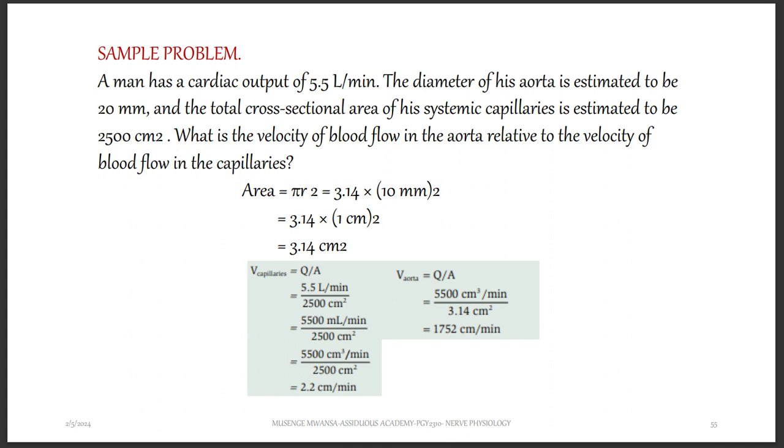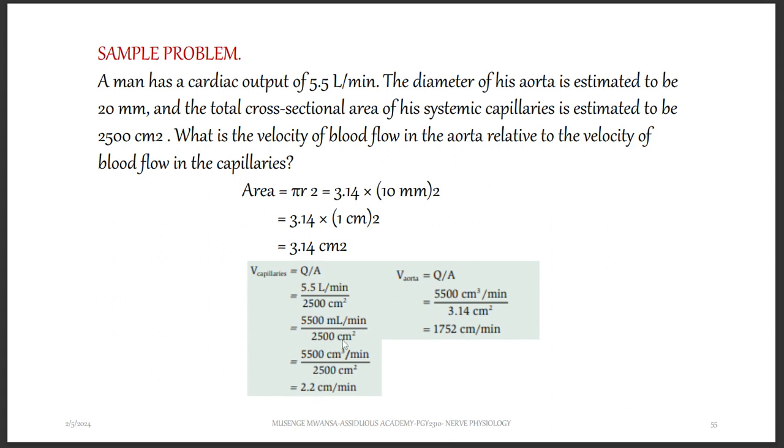Remember the question is asking, what is the velocity? So first, we want to find the velocity in the capillaries. Velocity in the capillary is going to be flow rate over area. The flow rate is the same that you've been given, 5.5 liters per minute, but the cross-sectional area of the capillaries, we've been given already, the area is 2,500. So that is going to give us 2.2.